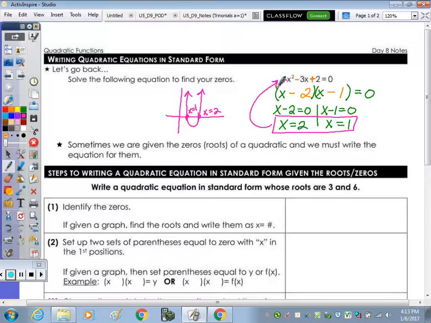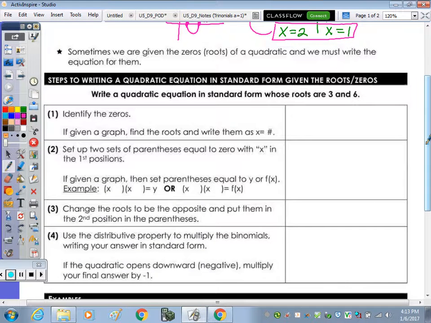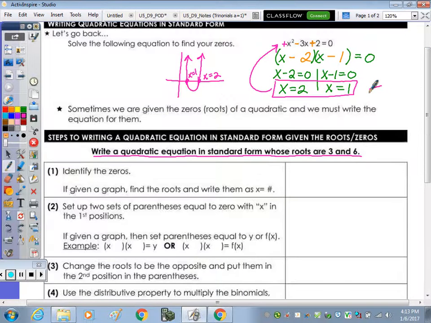So sometimes we are given the zeros or roots of a quadratic equation, and we must write the equations for them. And here are the steps to do that. The directions say write a quadratic equation in standard form whose roots are 3 and 6. Well, the first thing we do is we write them in terms of x. Okay? So it's going to be x equals 3 and x equals 6.